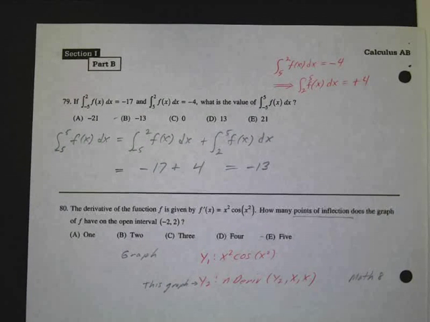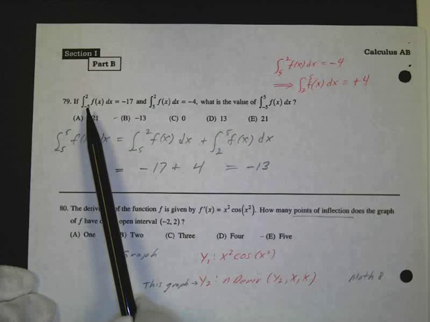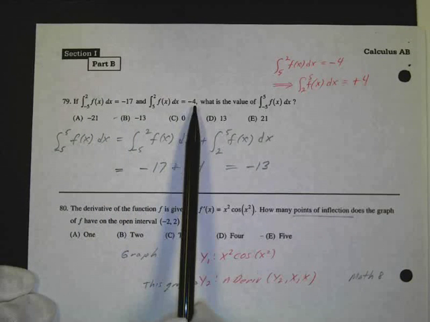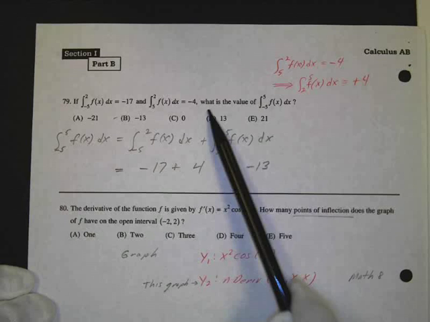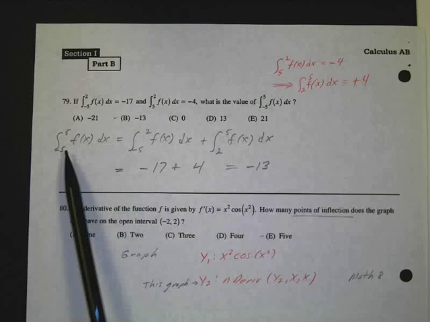Let's zoom in on this a little bit. Okay. And what we've got here is just properties of integrals. If the integral from -5 to 2 equals -17, and from 5 to 2 equals -4, what is the value of the integral from -5 to 5 of f of x?